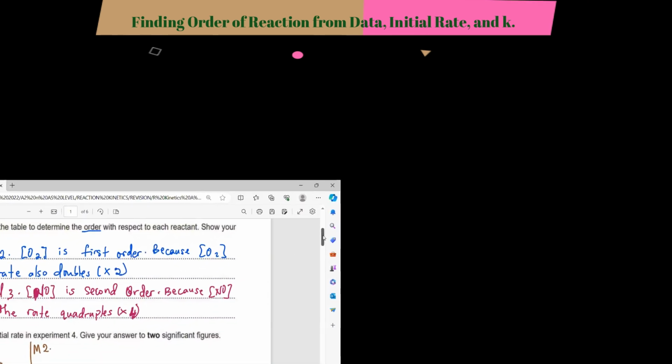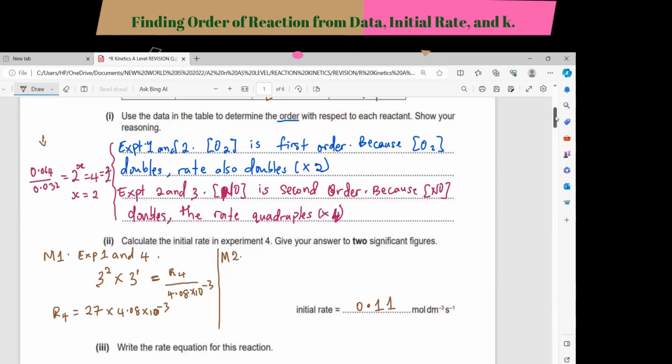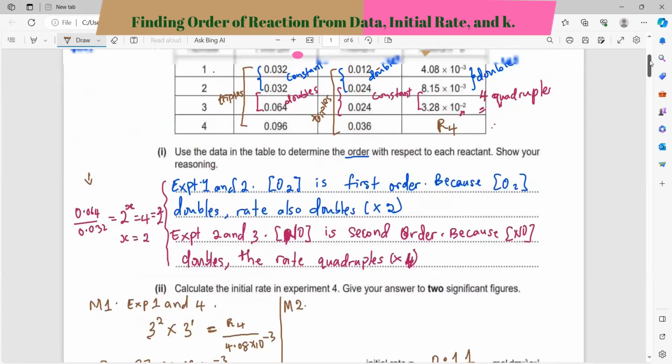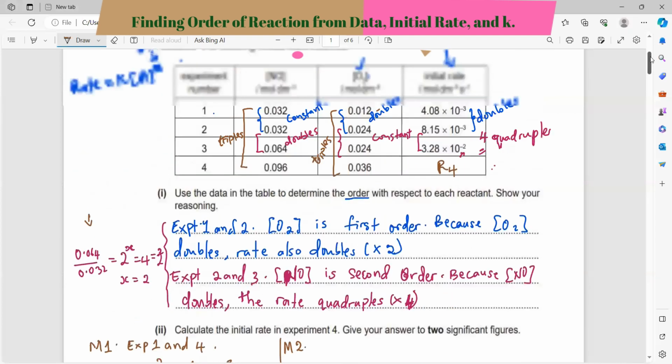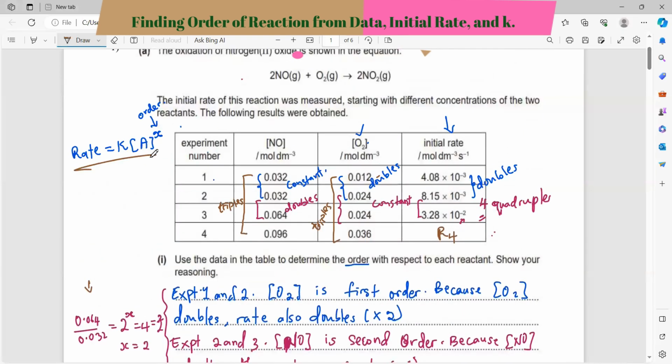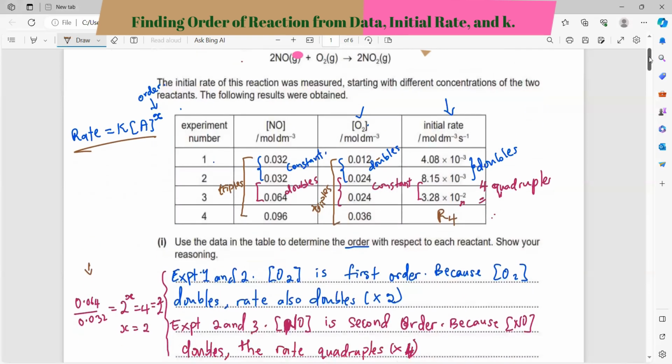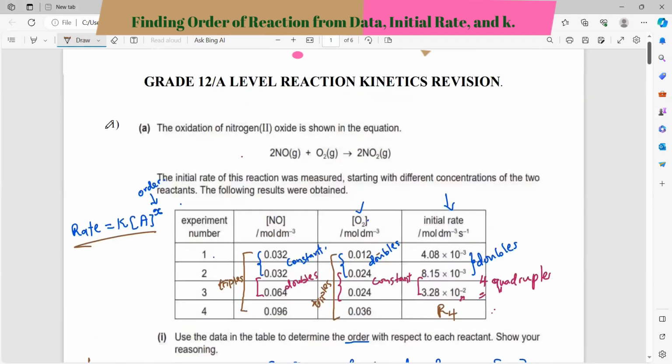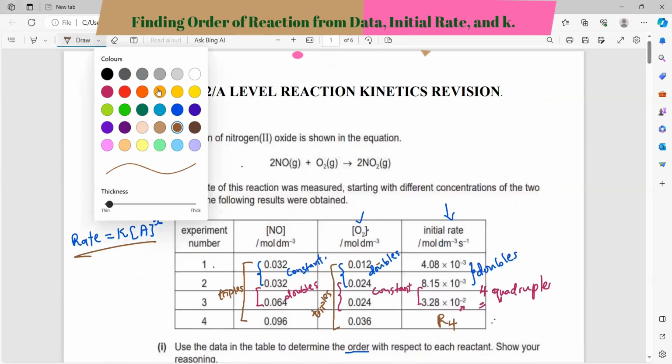Now we go to Roman 3. It says, write the rate equation for this reaction. So, of course, you could have it here. So your rate equation will look like this. But remember, we have two reactants. I want to change my pen, please. So what pen can I use here? Let me go to this. Yeah.